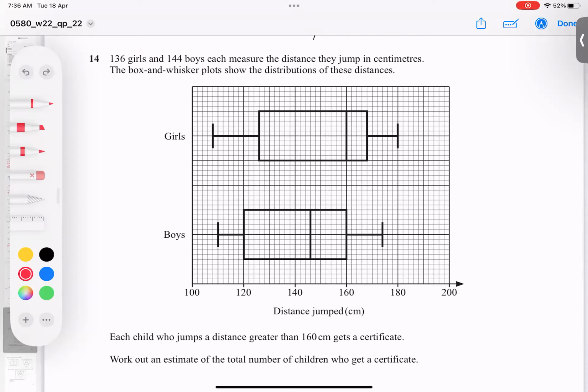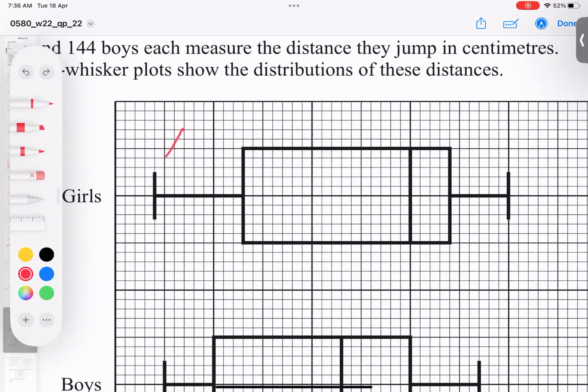You students know what is called the lowest value, the smallest value, LV. This is called the highest value, HV. What is this value called? LQ, lower quartile. What is this number called? Upper quartile. What is this number called? Median. So this is a median.